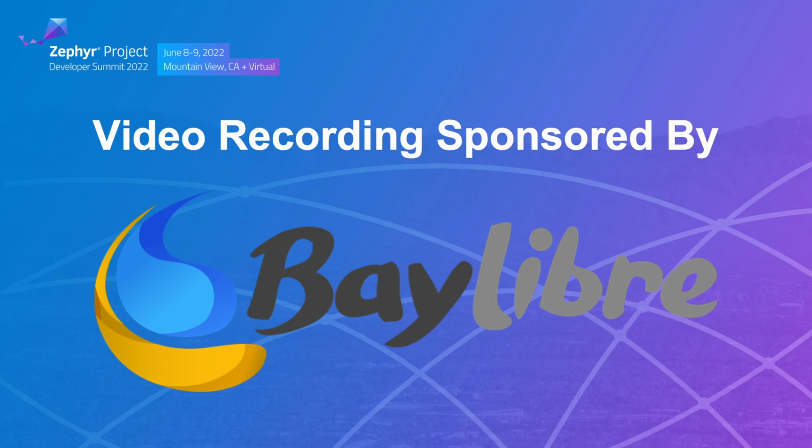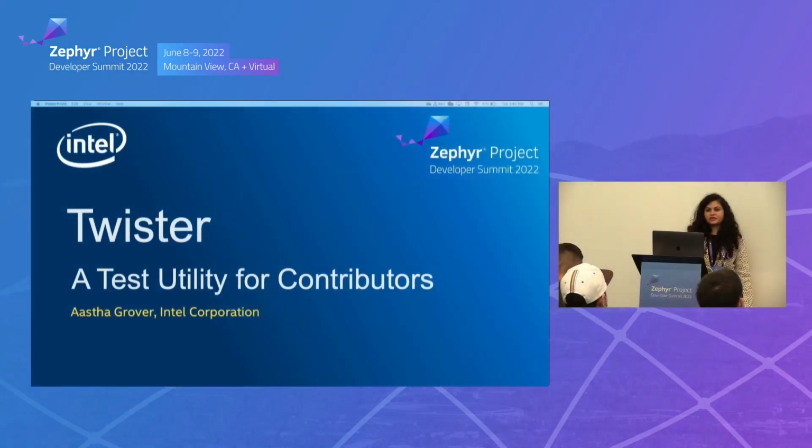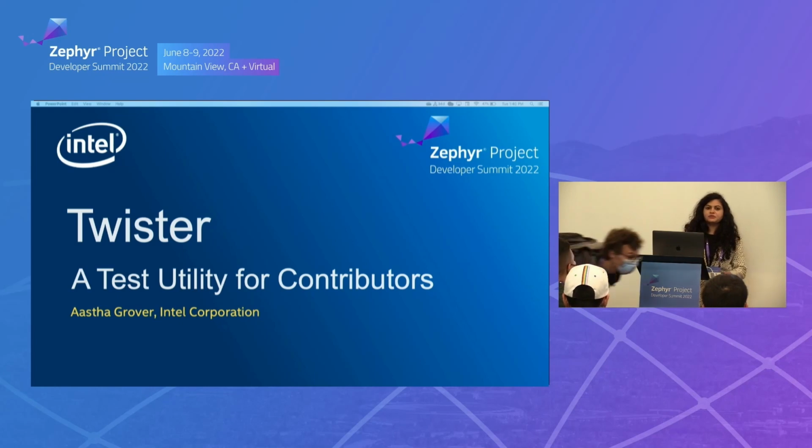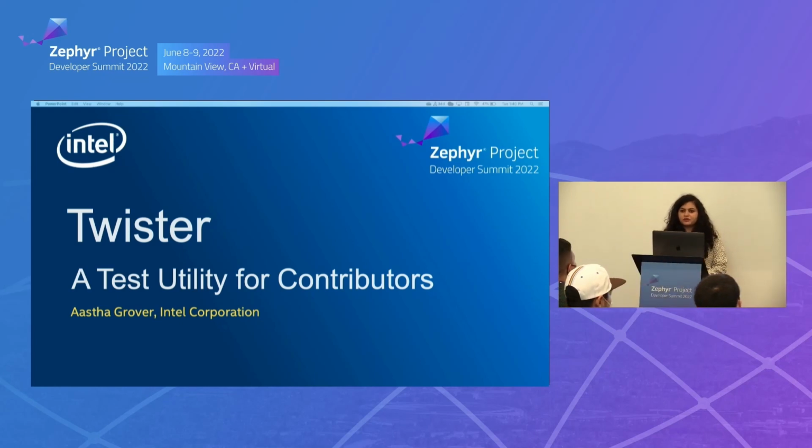My name is Aastha Grover and I'm a software developer working with Intel, and I have been working on the Zephyr project for more than 3 years now. I'm going to be talking about Zephyr and its Twister test utility for the contributors. Anybody who is a developer, a user, or a contributor can benefit from this talk today and gain a few new insights.